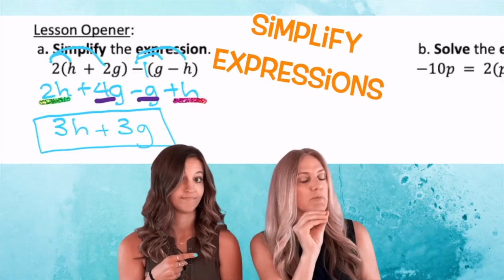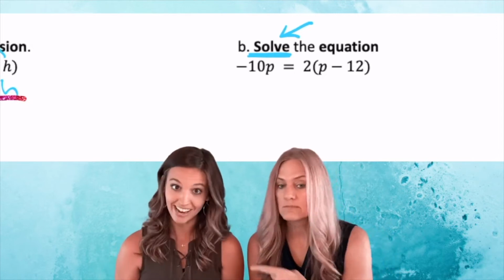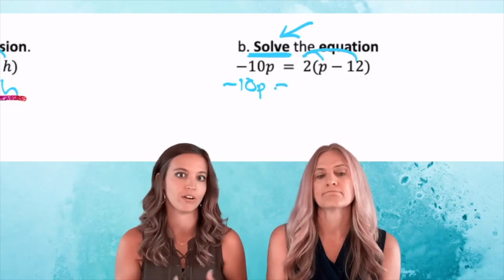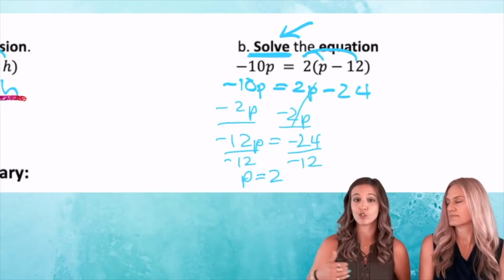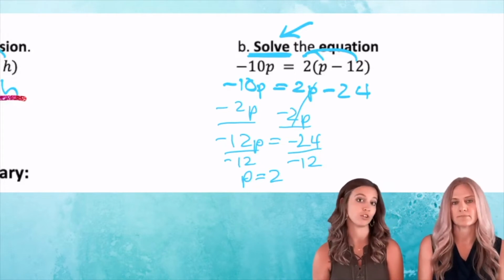You can simplify expressions. You can solve equations, which takes us to the second one where it says solve the equation. So we're going to end up with a solution here like x equals or a equals. For this one, after I distribute, I'd go ahead, get my variables to one side, isolate that variable, and I end up with p equals 2.